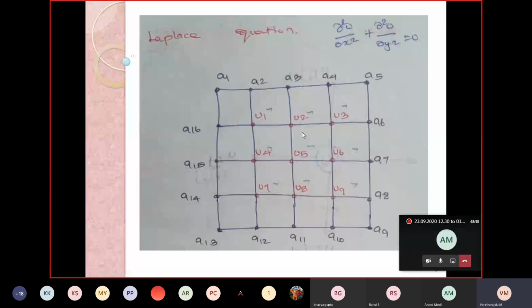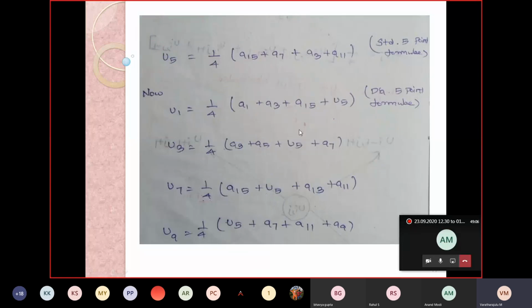Therefore, we are concerned about the diagonal 5-point formula for finding u1. We know a1 and we know a3. Now we have calculated u5. Already we know a15. Therefore, u1, u3, u9, and u7 can be calculated with the help of the diagonal 5-point formula. Is it fine? Is it understandable? u1, u3, u7, and u9 can be calculated with the help of the diagonal 5-point formula.